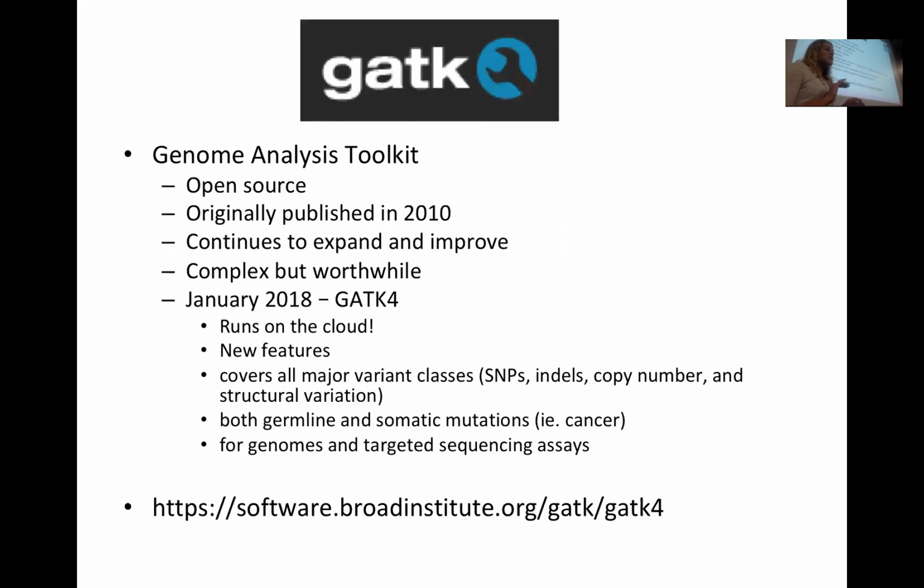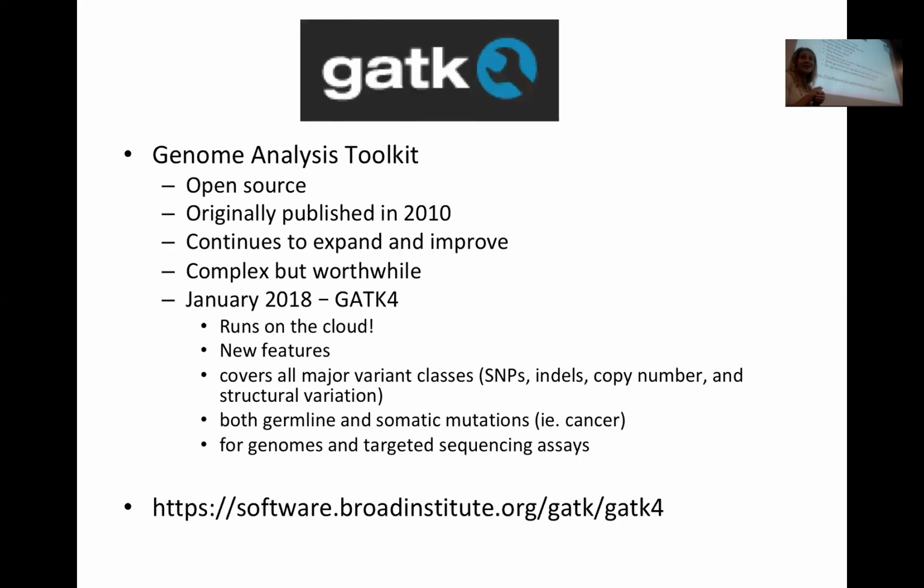So we're going to be focusing on using the Genome Analysis Toolkit. There are a whole bunch of other programs that you can use for variant calling. This is the one that I'm the most familiar with, so we're going to use it as our example, but I'll give you a list of other ones. It's open source, and it was originally published in 2010. But the great thing about this program is they really continue to expand and improve every year. They've gotten lots of support from the community, and they rewrite their underlying algorithm to make it better all the time.